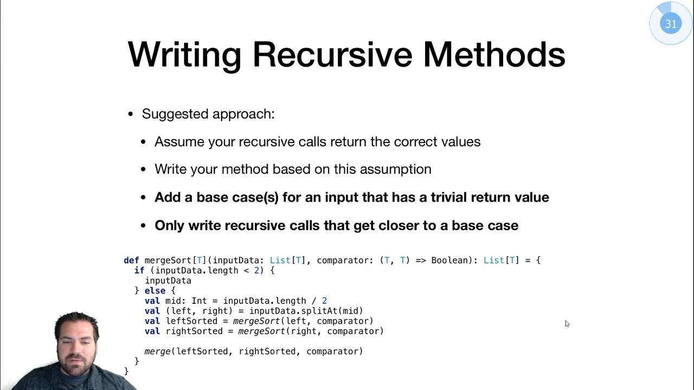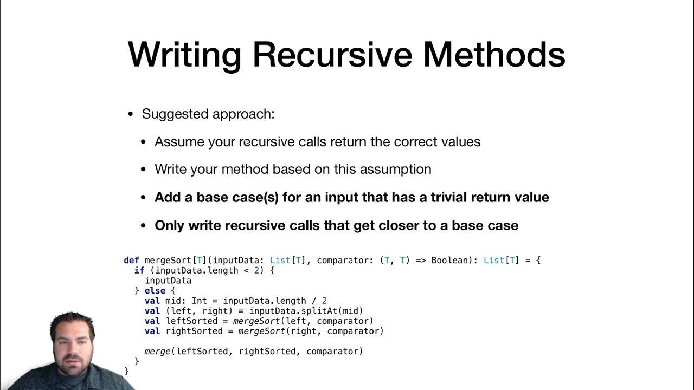Add a base case for some trivial output. If the input is either an empty list or a list containing one element, just return it. The base case is always some very trivial, can't-go-wrong type of input. If I get a list that's already sorted, one element is already sorted, return it. And then only write recursive calls that get closer to my base case.